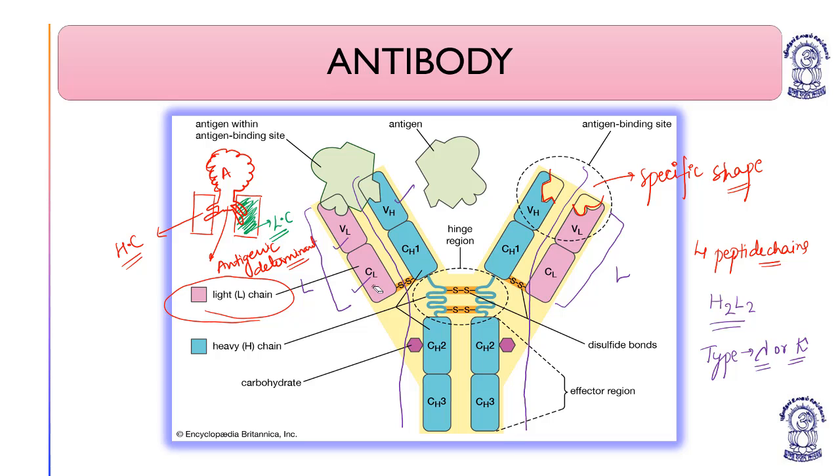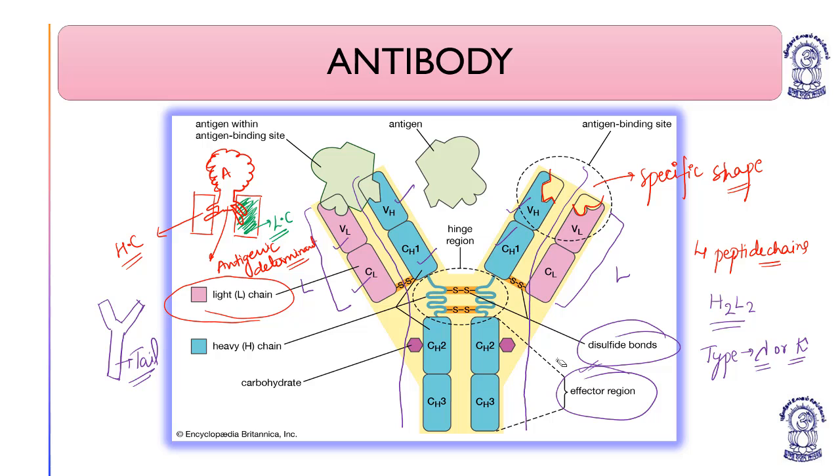Constant region of the light chain, constant region of the heavy chain. Same case here. They are having a disulfide linkage. You can see the disulfide bonds, disulfide linkage. And this portion, the tail of the Y, these are the ends of the Y. So it is the effector region. Understood?